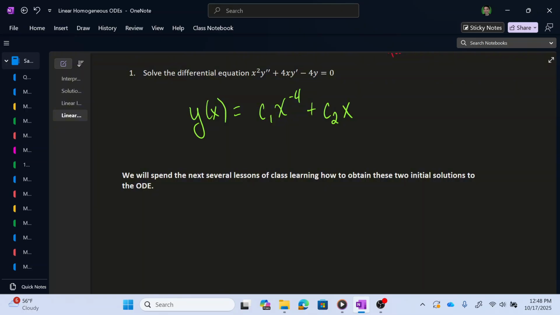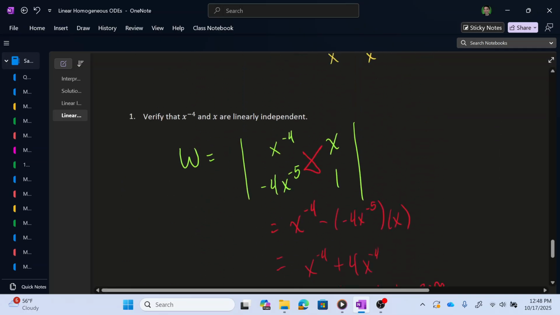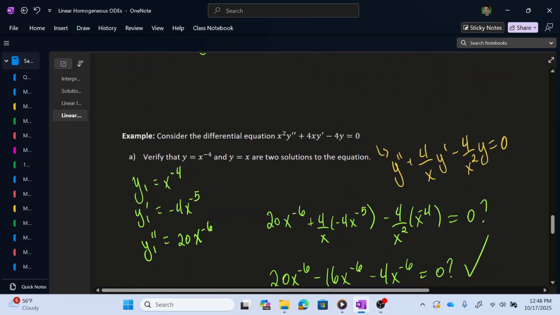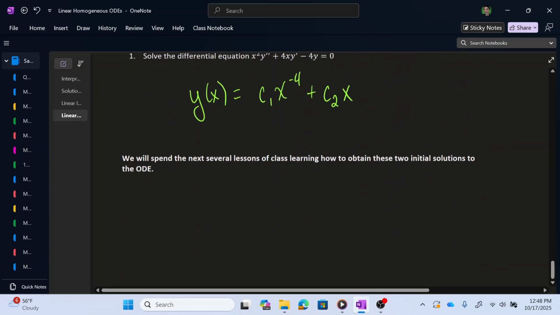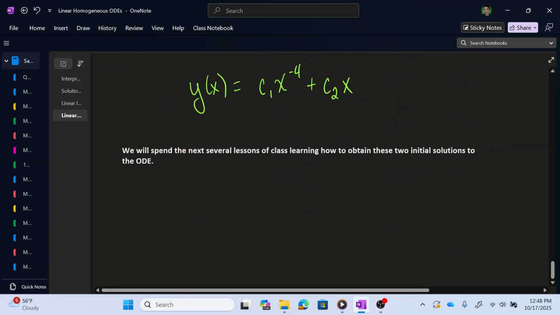So what this means is the process of solving a second order linear homogeneous equation boils down to finding these first 2 independent solutions. If we can find these first 2 solutions, then we can easily construct all the other solutions. And so that's what we will be doing over the next several days of class, figuring out in different situations and in different contexts the process that will allow us to find those first 2 solutions to your equation.